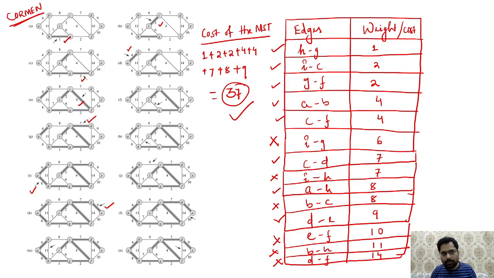Many MSTs could be possible because of the non-uniqueness, or you can say the non-distinct edges that we are keeping. That is why. This is how we have completed the finding of MST using Kruskal approach, or Kruskal algorithm.